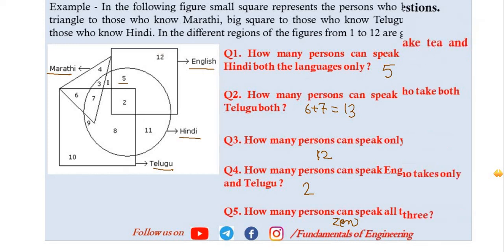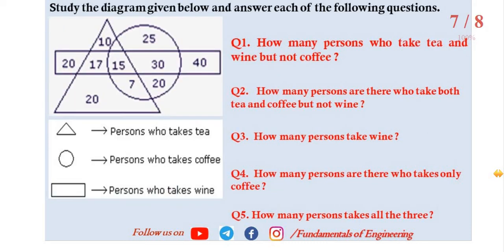Next, a similar type of example. This is for your homework. From this diagram, the triangle is the persons who take tea, the circle is the persons who take coffee, and the rectangle is the persons who take wine. So these are the 5 questions.